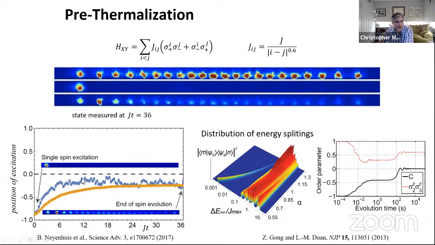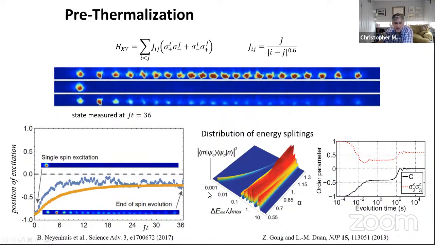It looks pretty flat, even at sort of long times. We can't go much longer than 36 because there's known laser noise that effectively makes the spins decoherent. So we don't take data after that. But there's a clear bias here, and this is a signature in a small system of pre-thermalization.